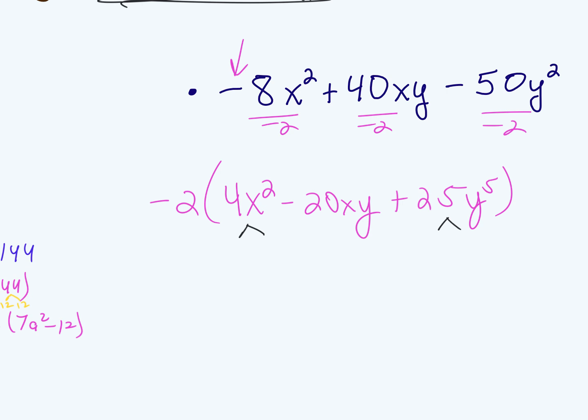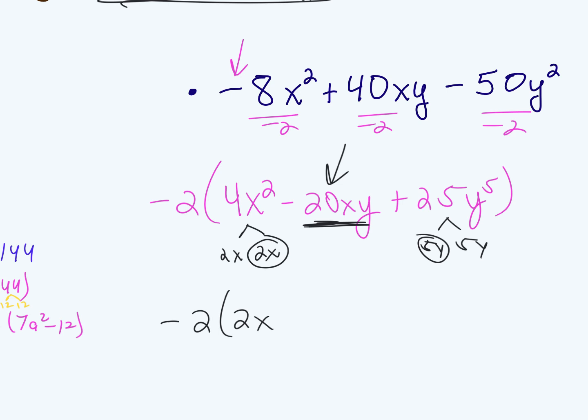4x squared is what? 2x and 2x. 25y squared is 5y and 5y. How do I figure out if this is a perfect square trinomial? We're going to multiply 2x times 5y is 10, times 2 is 20, perfect. So this is a perfect square trinomial. So you have -2. My parenthesis is going to be 2x, 5y. What's in the middle? A minus sign. And how many of those do I have? 2. Square it or write it twice.